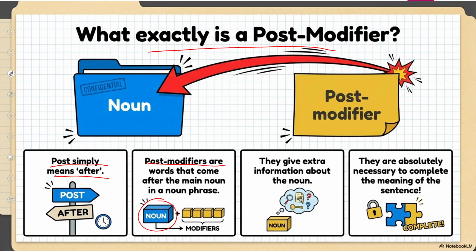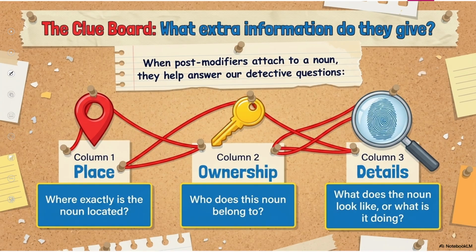Here you can see that the modifier comes after the noun. They give extra information about the noun. They are absolutely necessary to complete the meaning of the sentence. If you want to identify post modifier, you have to look at these questions. If these questions are answered, that means the words which are answering these questions are your post modifiers. When post modifiers attach to a noun, they help answer our detective question, like it tells us about the place, it tells us about the ownership, or detail about the noun.